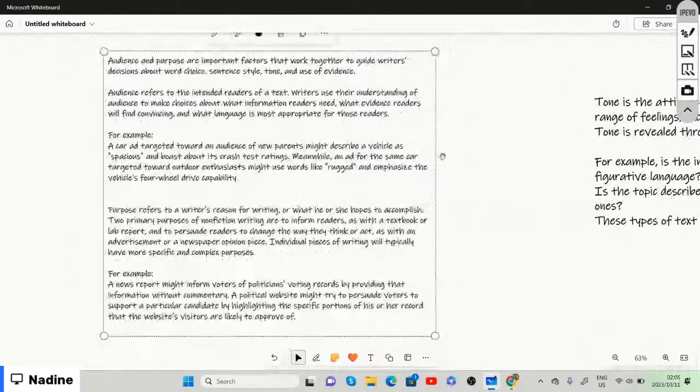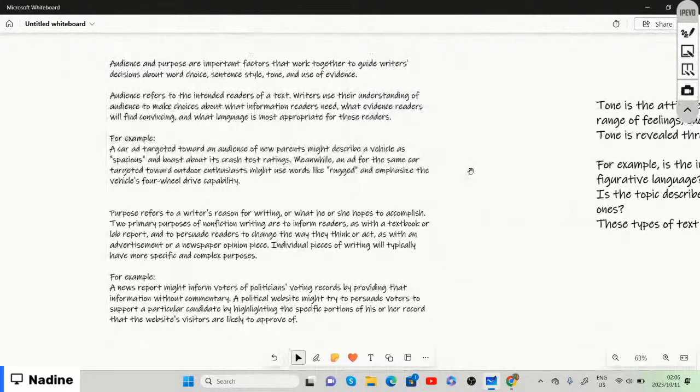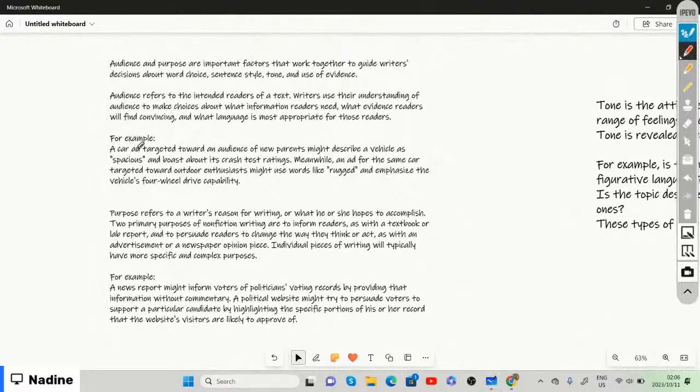All right, so we're going to start. Audience and purpose are important factors that work together to guide a writer's decision. So it basically works together to guide a writer's decision, specifically about word choice, sentence style, tone, and the use of evidence. So audience and purpose are important factors that work together to guide a writer's decision about word choices, sentence styles, tone, and use of evidence.